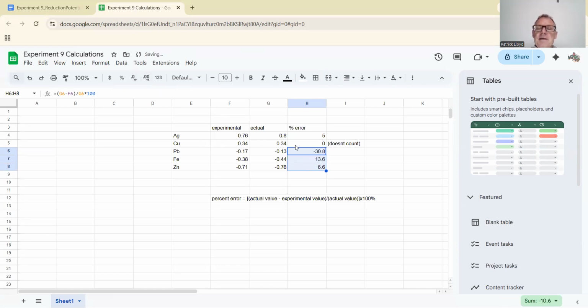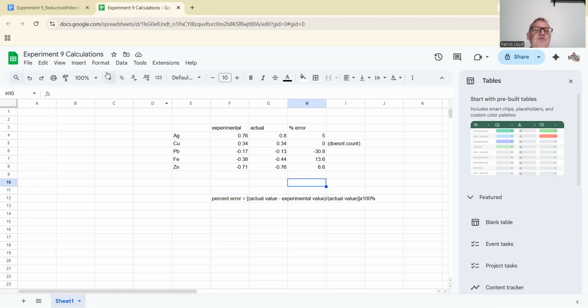Okay. So these appear to be the values. Notice this one with lead is negative. It's just negative because it's less. What happened was the experimental value was less than the accepted value, than the book value. That's fine to have a negative. The formula has absolute value in it, which would make everything positive. So if you want to report it all as positive, that's okay too.